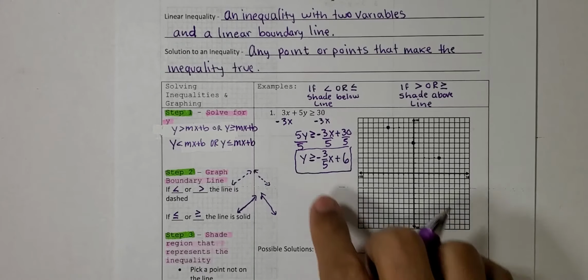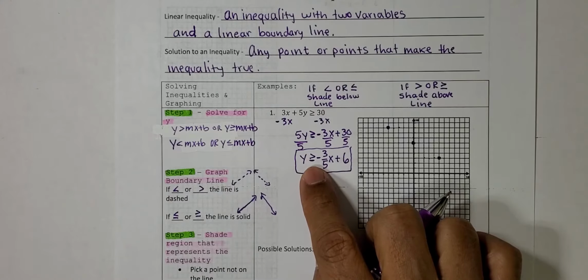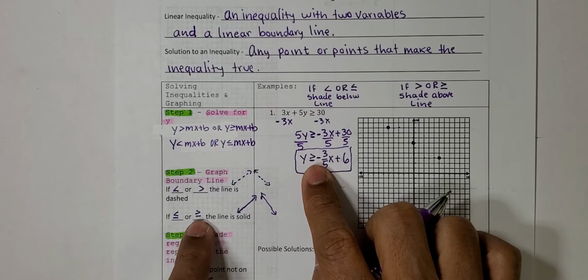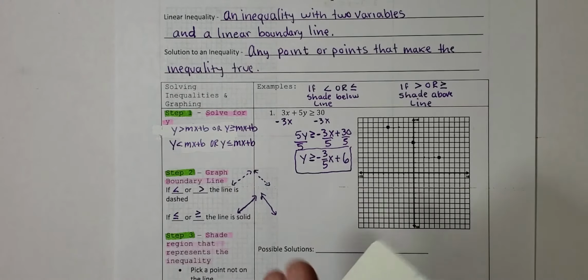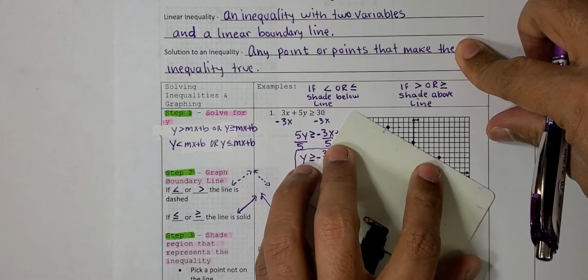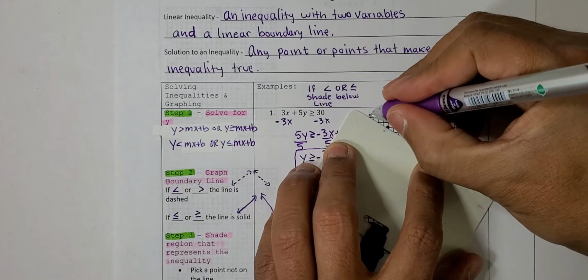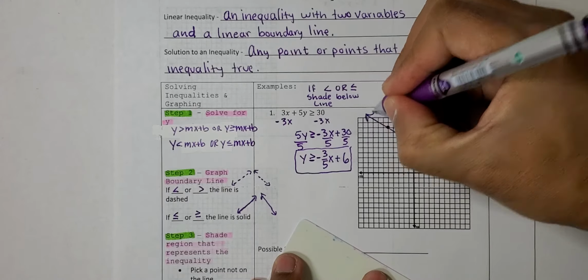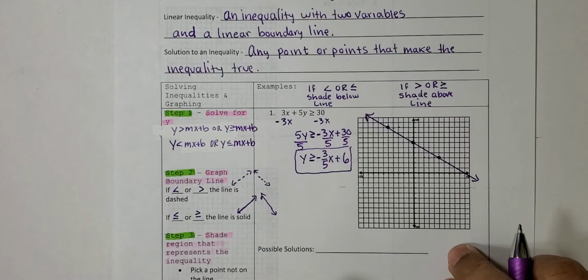Now, notice this is greater than or equal to. So the question is, is it going to be a dashed line or a solid line? If you said solid line because you see the equal to, then that's what you do. So next I'm going to sketch the line of this inequality. And there is the line, and it's a solid line.